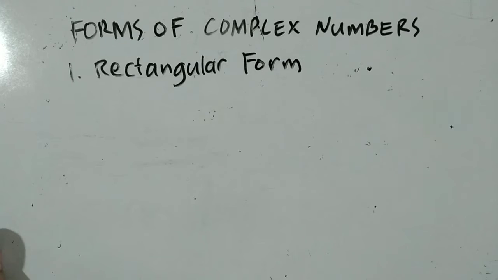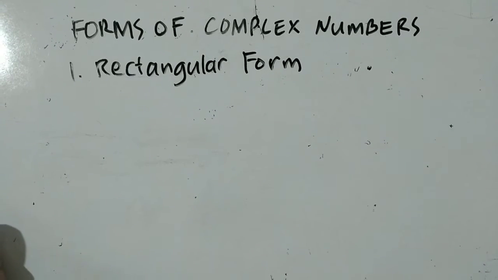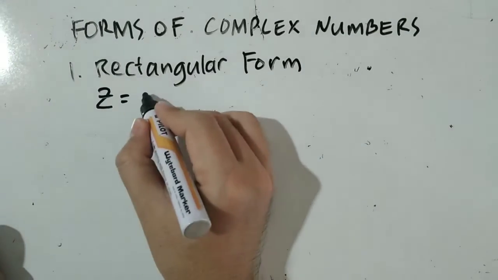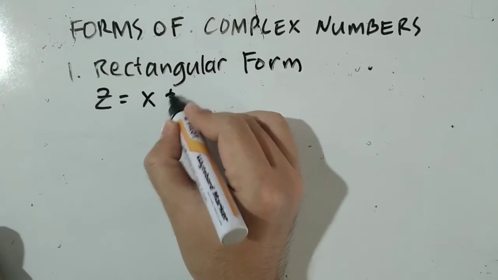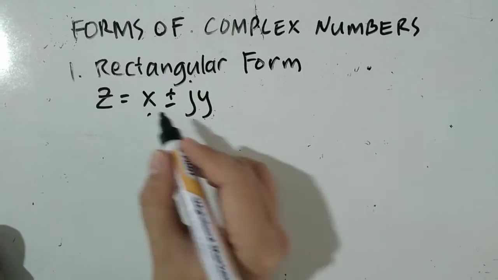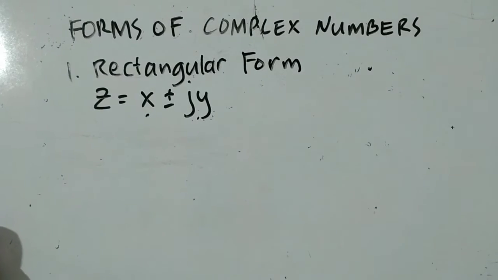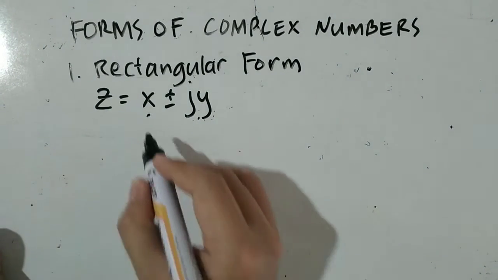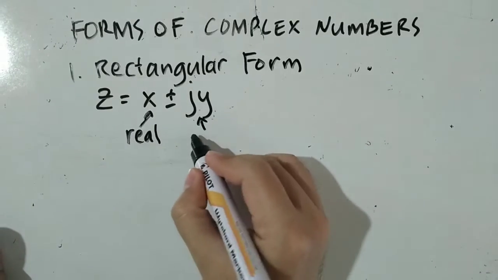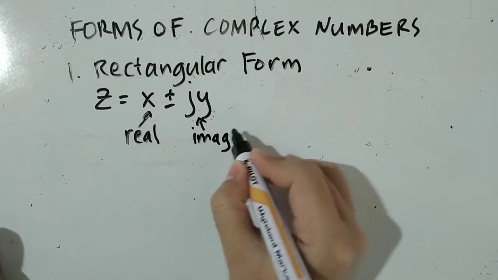So I think this is the one you are most familiar with because this is the one we used last time. So the rectangular form is in the form z is equal to x plus or minus jy, where x is the real part and jy is the imaginary part. So x is the real part and jy is the imaginary part.